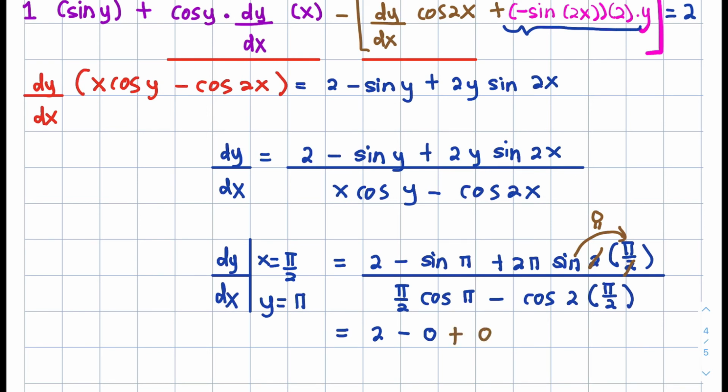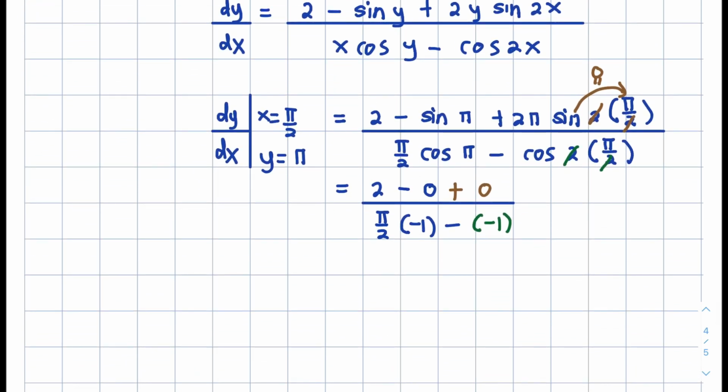Alright, over the whole thing will be pi over 2. Now cosine pi will give you negative 1. Minus, if you simplify this, cosine pi again will give you negative 1. Then this is nothing more, you just have to simplify. You're going to get your answer equal to 2 minus 0 plus 0 gives you 2, over, now this thing, negative pi over 2 plus 1. So you can leave your answer as 2 over 1 minus pi over 2.